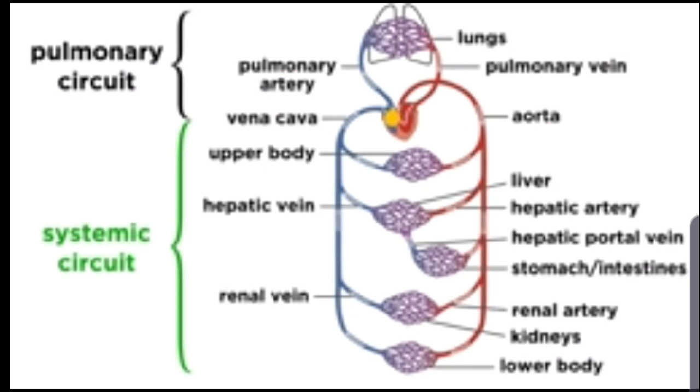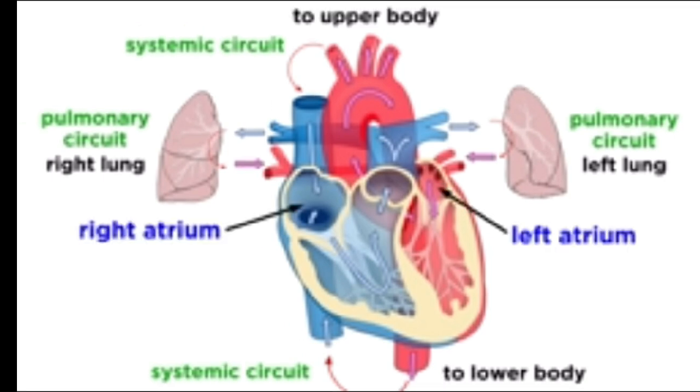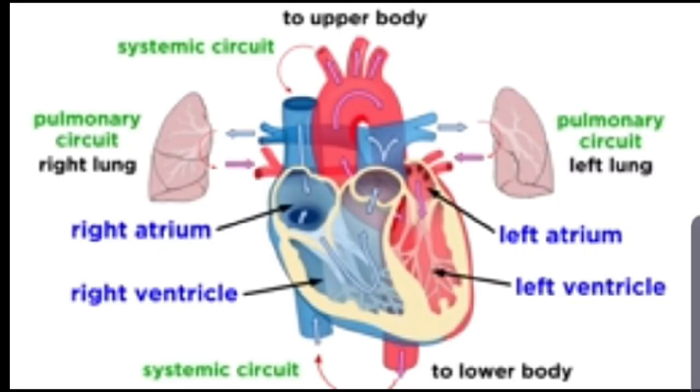systemic circuit. So we have two circuits and two receiving chambers in the heart where this cycle finishes, those being the right atrium and left atrium. Along with this, there are two main pumping chambers, those being the right ventricle and left ventricle.